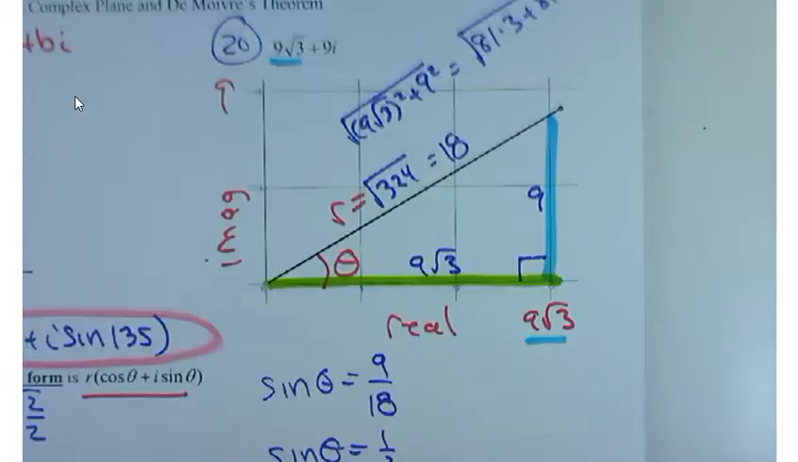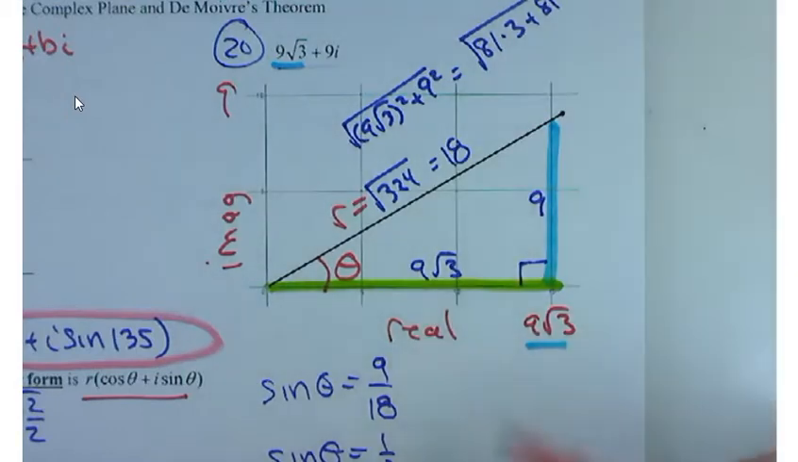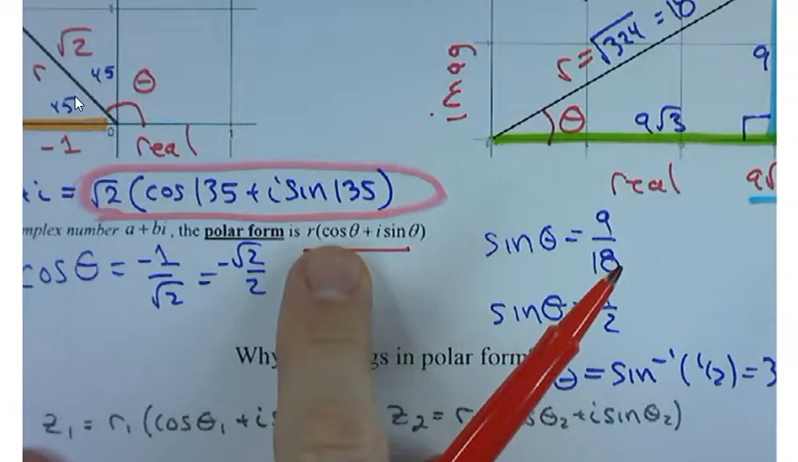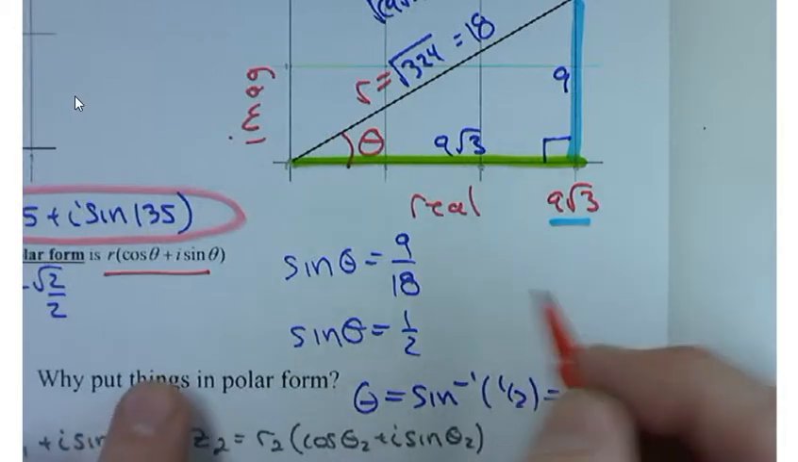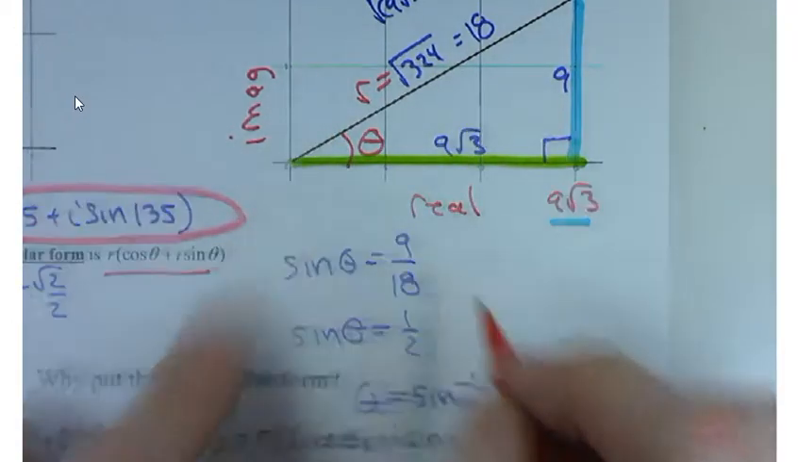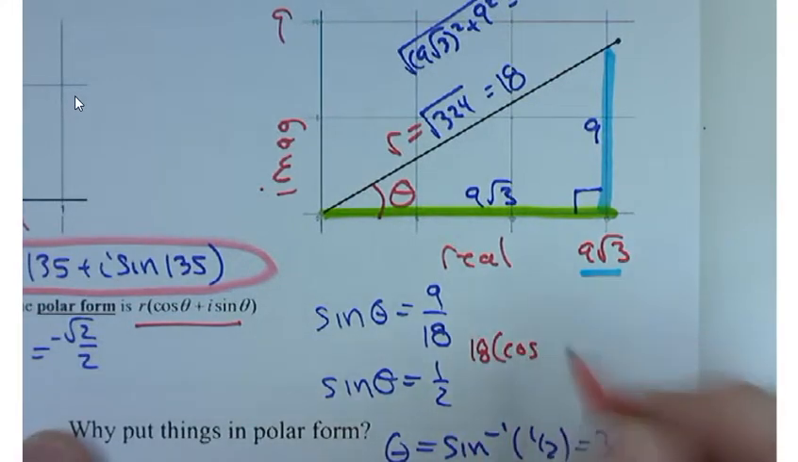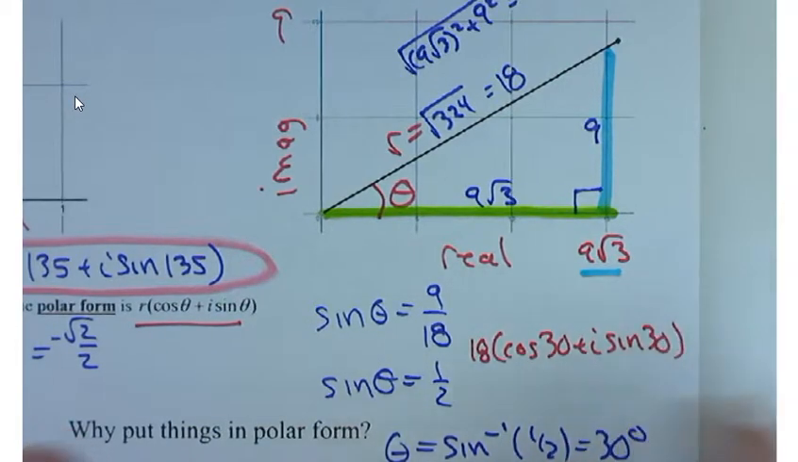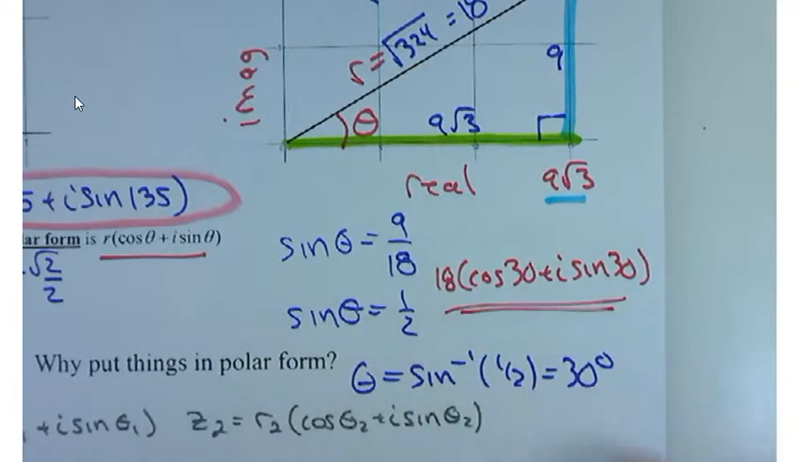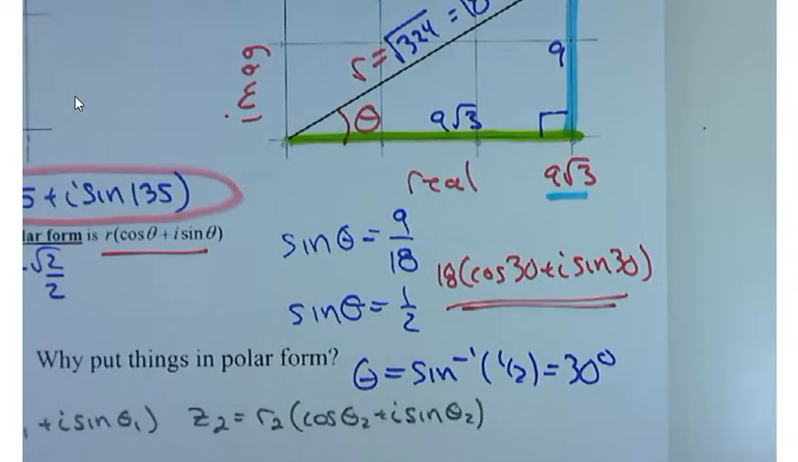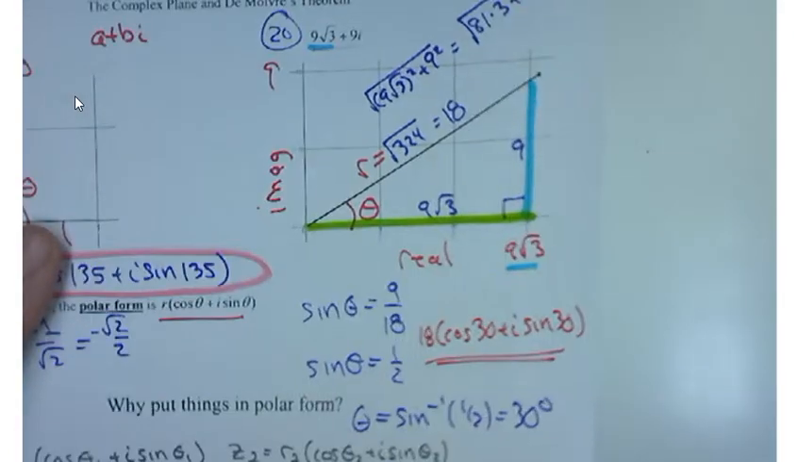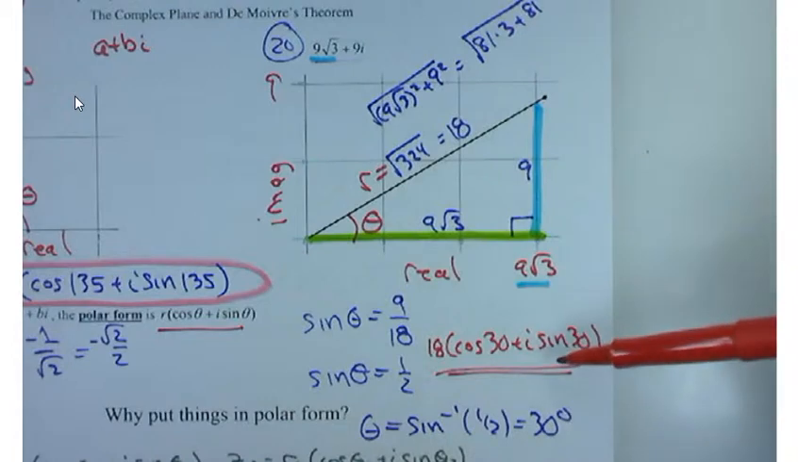All right, thank you. So let's put it into r cis theta form. That is this form right here. Your final answer should be, let's see, 18. Let's see, where do I have room to write that? I guess I'll just squeeze it in here. 18 times the cosine of 30 plus i times the sine of 30, like that. So there's your answer. That's converting it from rectangular form, where we started out, right here, down to this over here.